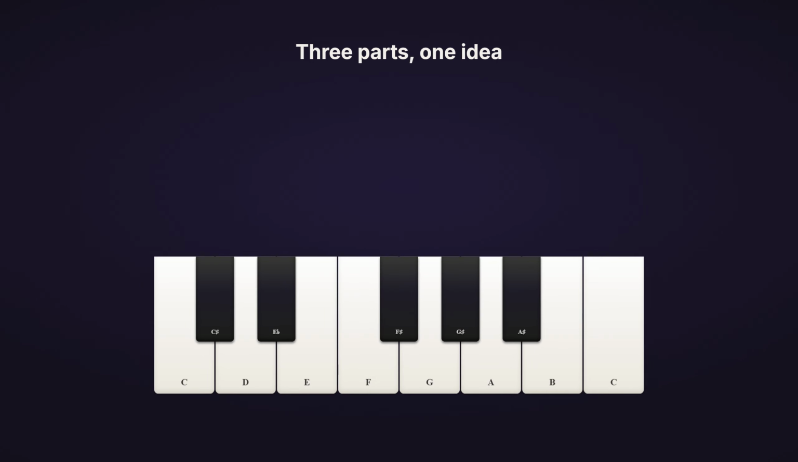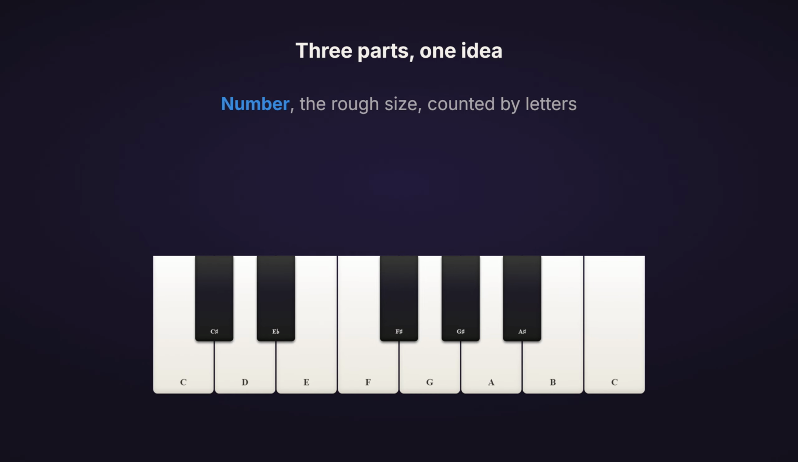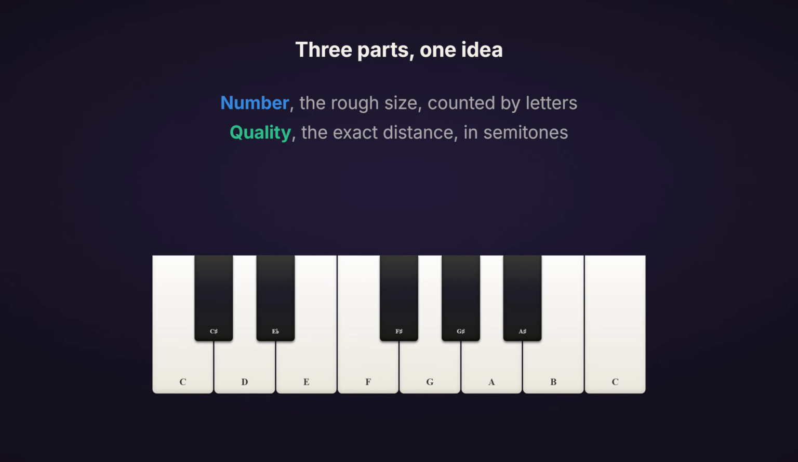So look at how far you have come across these 3 parts. First, the number, counted by letter names, the rough size of the gap, telling you a third from a fifth at a glance. Then the quality, measured exactly in semitones, the difference between bright and dark, major and minor, perfect and altered, the fine detail inside that rough size.